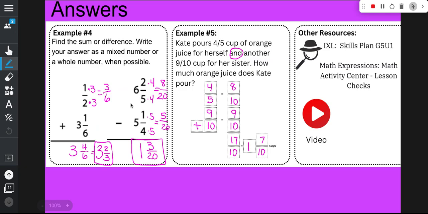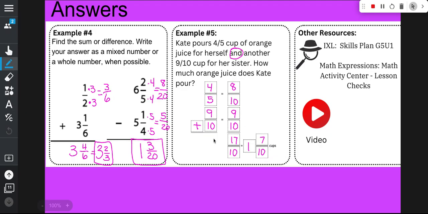For our subtraction problem, we needed to find a common denominator. What's common between 5 and 4? It is 20. So we multiplied the top fractions by 4 to get 8/20. We multiplied the bottom fractions by 5 to get 5/20. And then we can subtract. 8 minus 5 is 3/20, and 6 minus 5 is 1 whole.